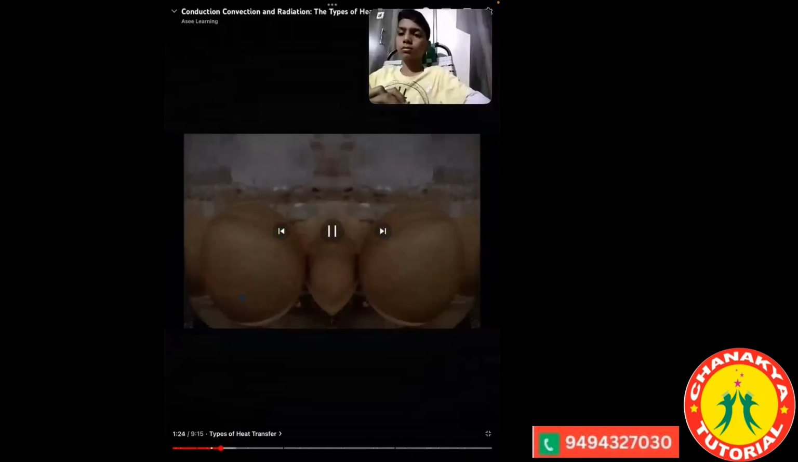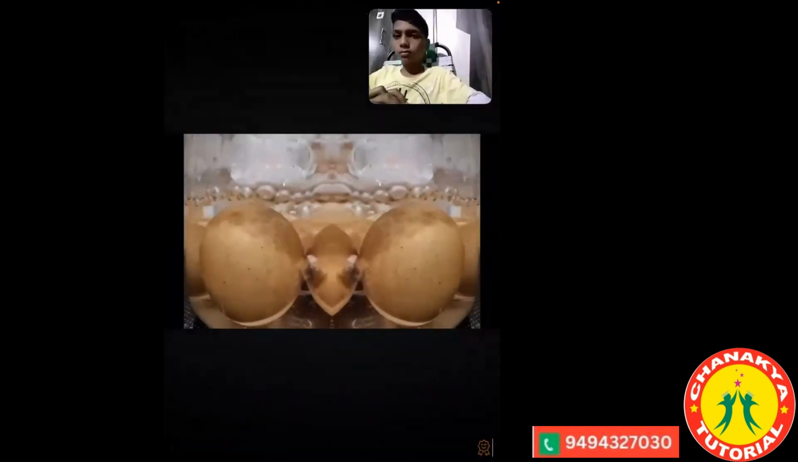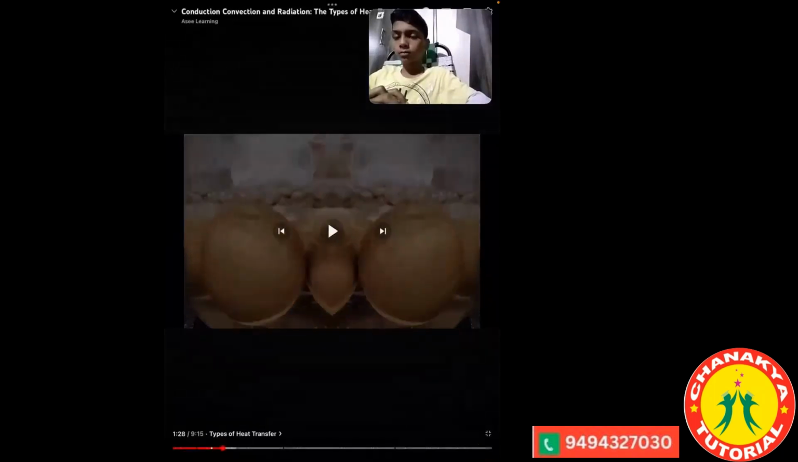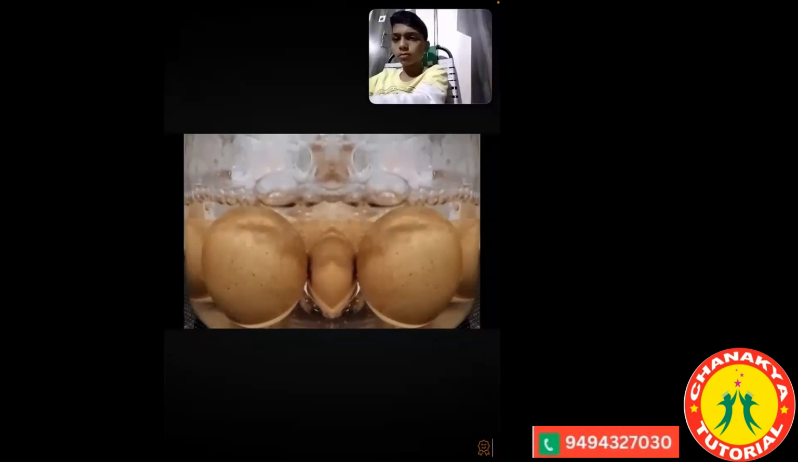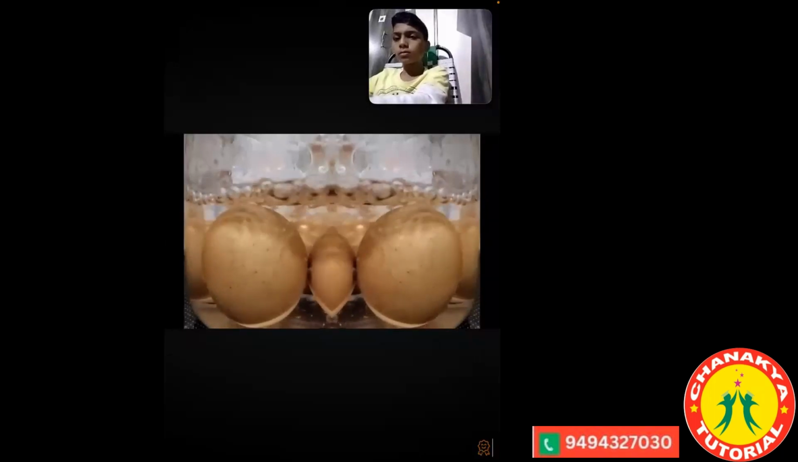In a pot, the hotter water at the bottom rises to the surface, carrying heat with it. So you might have noticed, if we have so much water in a container, initially the molecules at the bottom become hot, and slowly and gradually those hot molecules go up, and it makes the upper surface also hot. This causes the contents of the pot to heat up and cook. The cooler water then falls to the bottom and is heated, restarting the cycle.